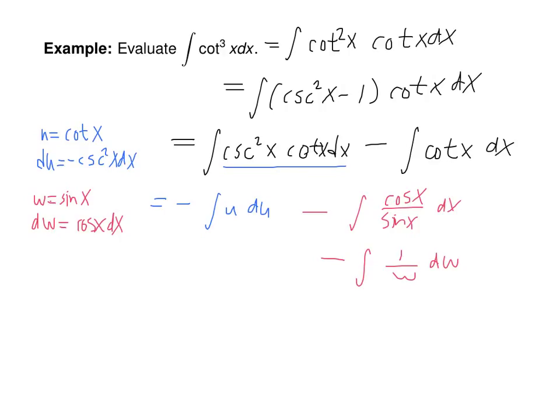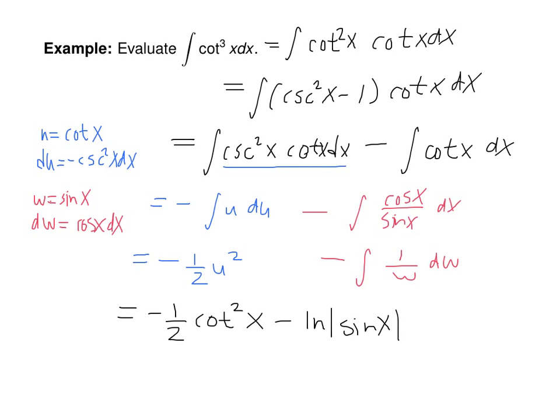Now the antiderivative of negative u will be negative 1/2 u squared, which will be negative 1/2 cotangent squared x, minus the antiderivative of 1 over w, which will be ln absolute value of w, and w is equal to sine, plus c.